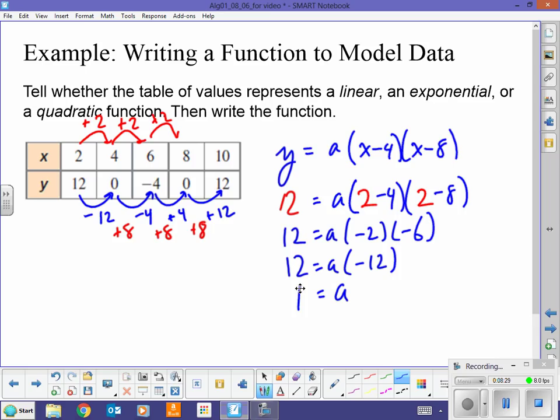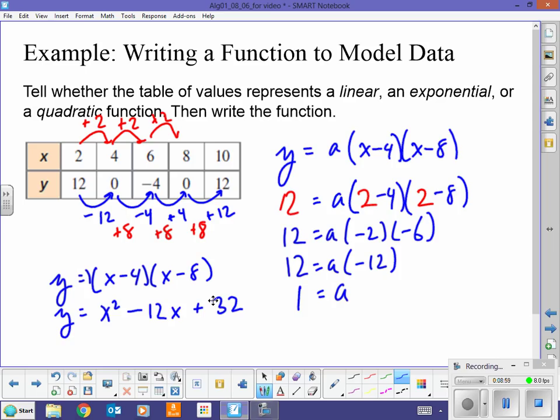Okay, so I'll substitute the value of a to write the function. Well, it's already 1, so my function is just going to end up being y equals x minus 4 times x minus 8. The a is 1, so I can ignore that. So y equals x squared minus 12x plus 32. Okay, so this is my quadratic function. Lots of work in that one.